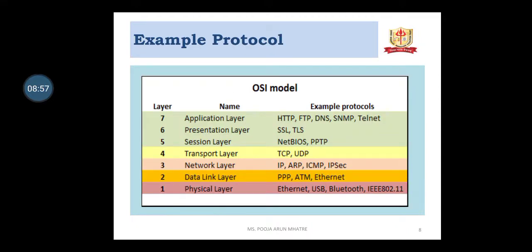Example of the protocols in the OSI model layers. The first layer is the physical layer. It has Ethernet, USB, Bluetooth and IEEE 802.11, that is wireless. The data link layer has the protocols PPP (point-to-point), ATM and Ethernet. The network layer has the protocols IP, ARP, ICMP, IPsec, etc. The transport layer has the TCP and UDP protocols.